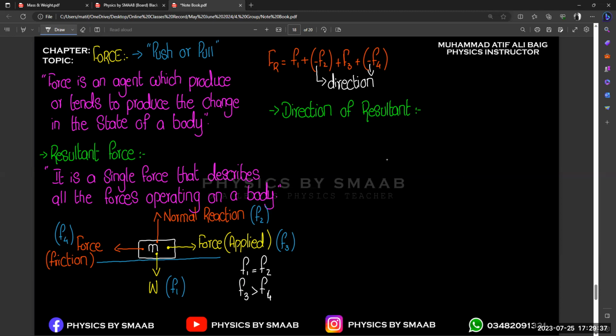So now you know that the body will move in which direction? In the direction of F3, right? So the resultant force makes the body move in the direction of F3, and that is the direction of the resultant force. You can easily find the direction of the resultant force by the direction of movement of an object. If the body is moving in the upward direction, let's suppose.